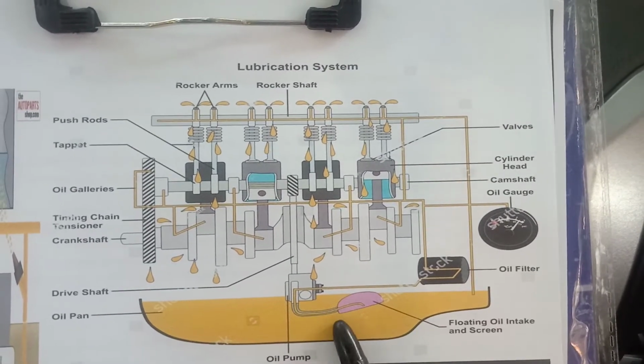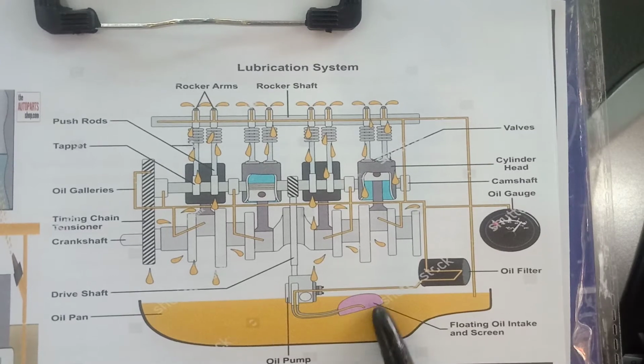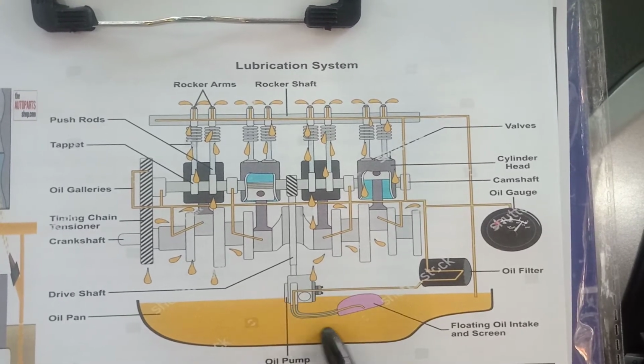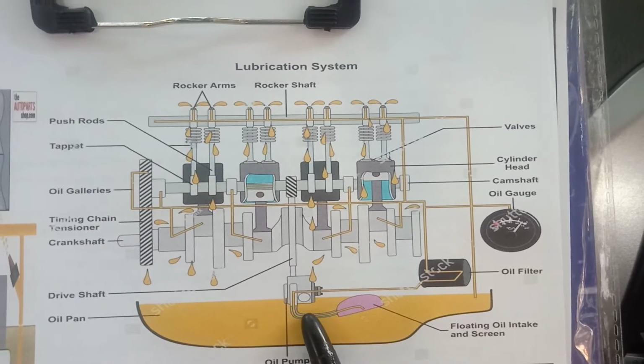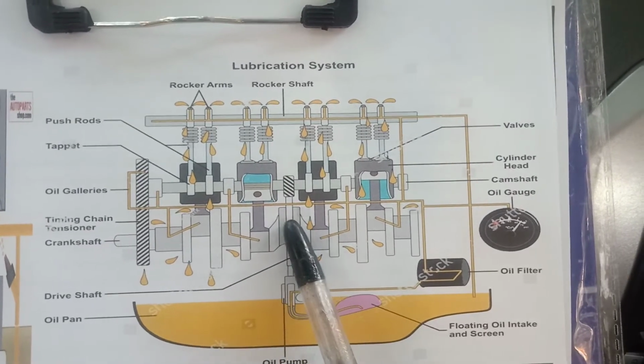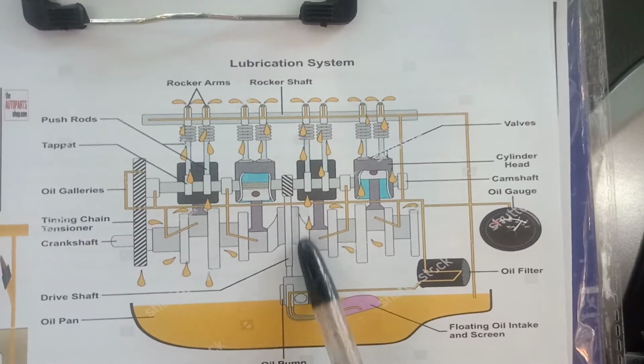First of all, in the wet sump lubrication, there is an oil pump. This is the important part of the wet sump lubrication. This oil pump is driven by the crankshaft. When the crankshaft rotates, this oil pump also rotates.